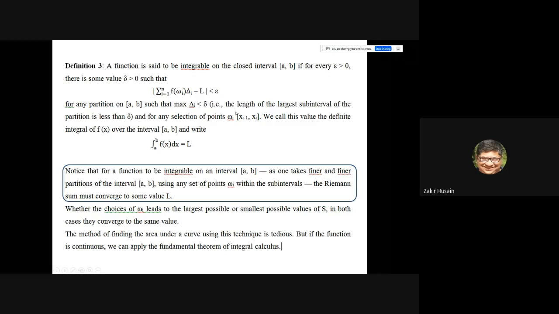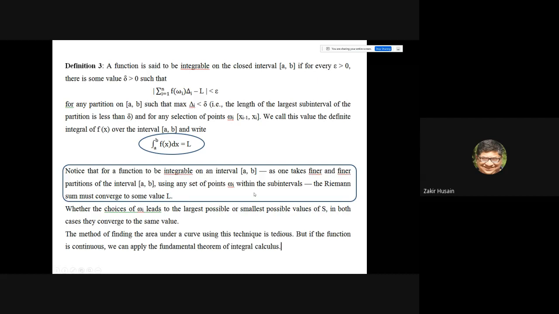Okay, so we call this value the definite integral of f(x) over the interval AB and write this as the integral from a to b of f(x) dx is equal to L. So what it implies is, two things are important over here. This is the definition, the technical definition, and these two areas are the interpretation. So this is the formula, and here is the interpretation.